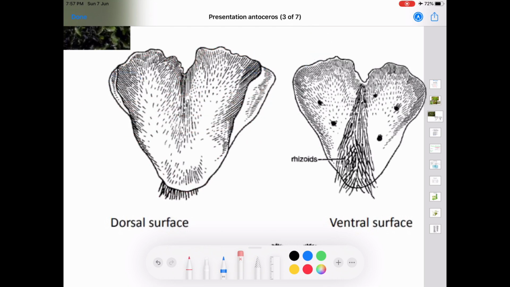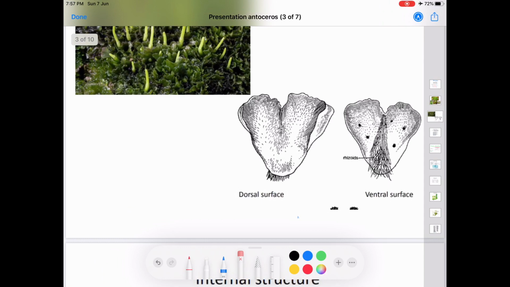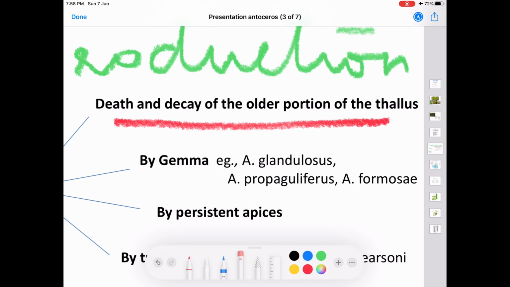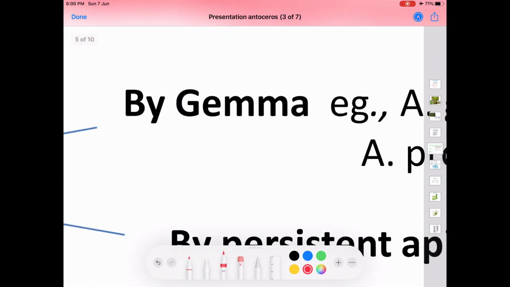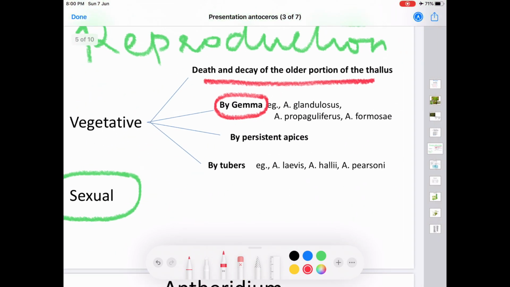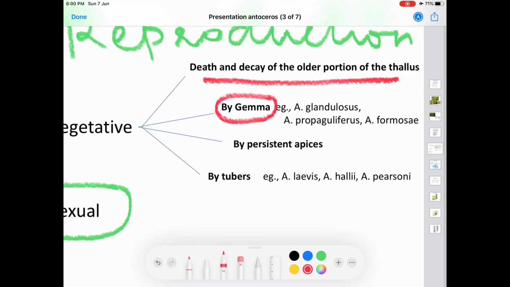This method is known as death and decay of the older portion of the thallus. Now, the second method is by gemma formation. Gemma are small multicellular bud-like structures with a short stalk, and these are produced upon the upper surface along with the margin of the thallus. When these gemma are getting detached, they will grow into a new thallus.